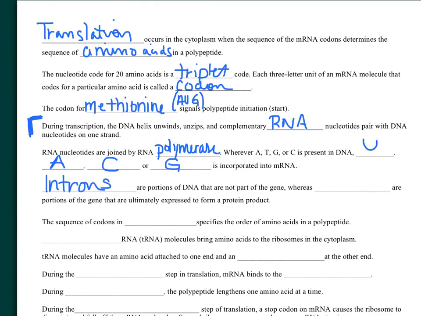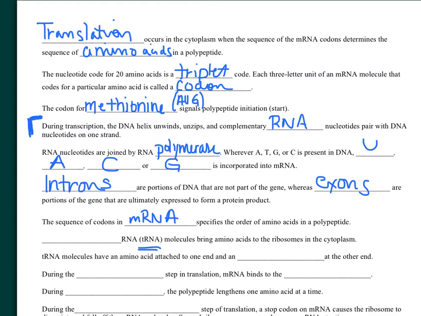So introns are portions of DNA that are not part of the gene product. They get edited out, whereas X marks the spot, exons are portions of the gene that are expressed to form a protein product. The sequence of codons in mRNA specifies the order of amino acids in a polypeptide.